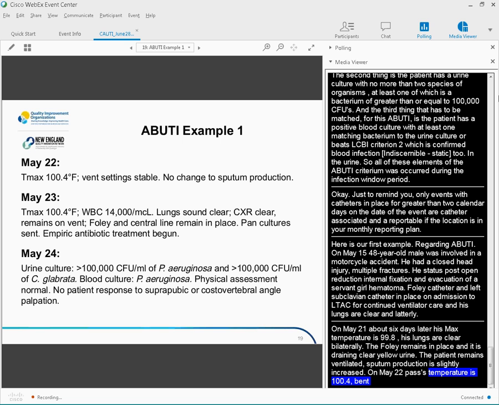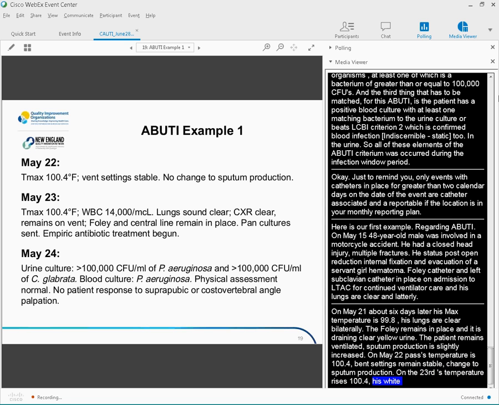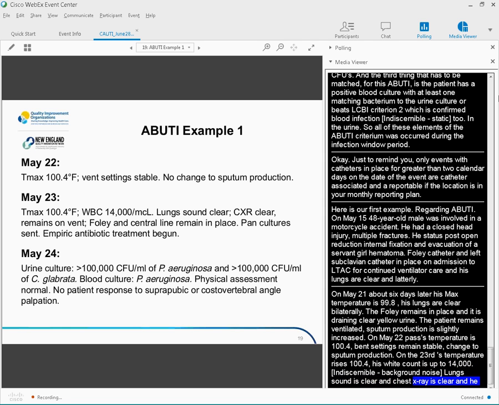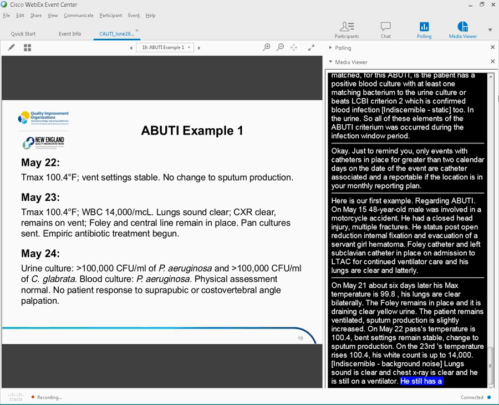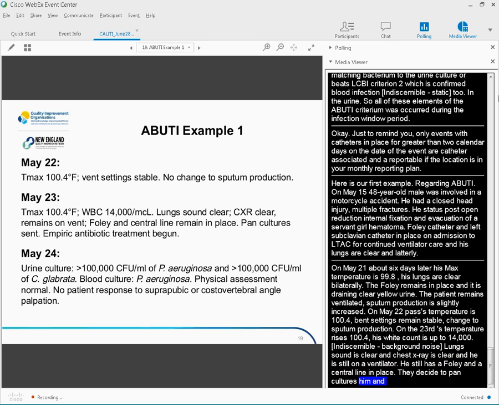On May 23rd, his temp max is 100.4. His white count is up to 14,000. Lung sounds are clear. Chest x-ray is clear. He's still on a ventilator. He still has a Foley and a central line in place. We decide to pan culture him and empirically start antibiotic treatment.